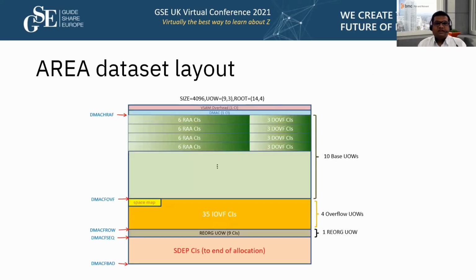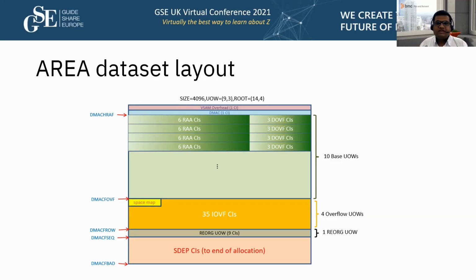So I have taken a very simple sample of an area dataset layout. This is how it looks. It is a single VSAM ESDS. If you go by this definition, it has a size, which is the CI size, which we have taken as 4K. Then there is a UOW parameter, and then there is a root parameter. If you look at this, it is a collection of CIs. The first CI is the VSAM overhead CI. The second CI is the DMAC.